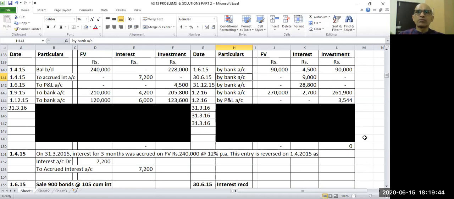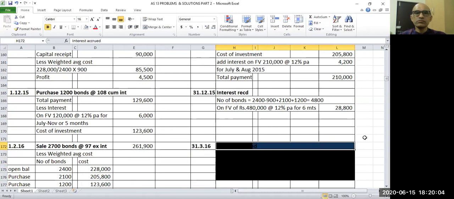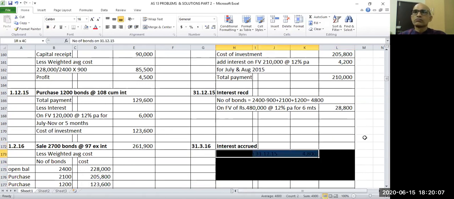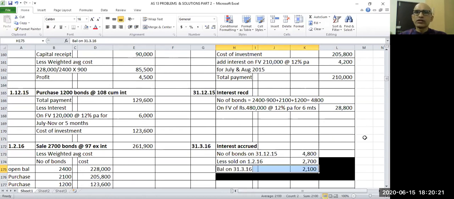Now we are on 31st March. And on 31st March, there are a couple of things that we have to do. First, we have to find out the accrued interest and account for accrued interest. So let us find out the accrued interest and close the interest account first. Now, if you go to the investment holding on this date, the number of bonds on 31st December are 4,800. Out of that, you have sold on 1st Feb 2,700 bonds. So you are left with 2,100 bonds on 31st March 2016.